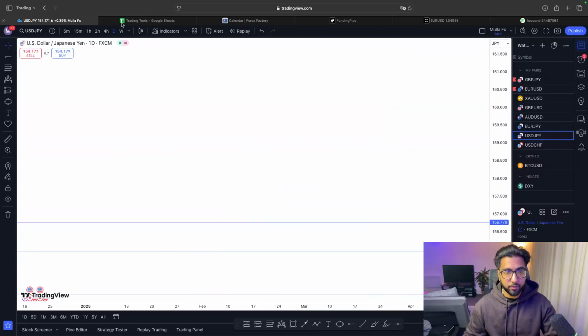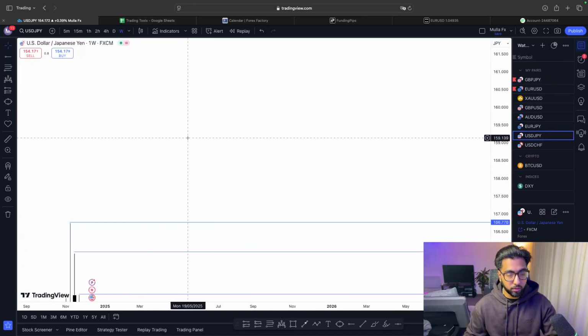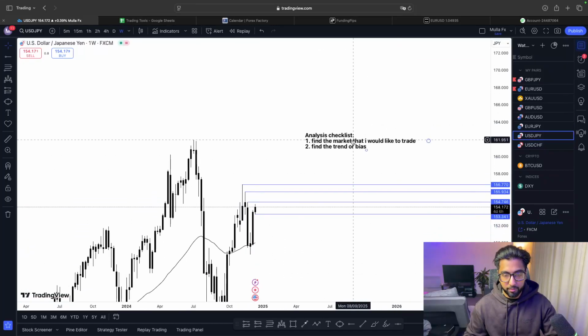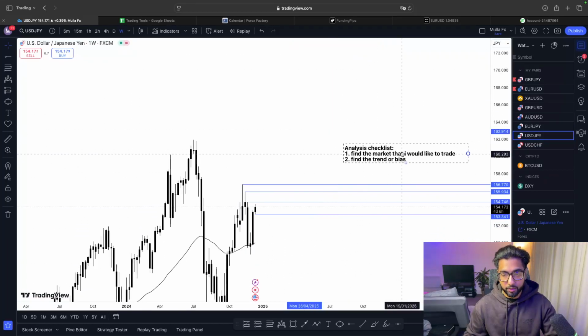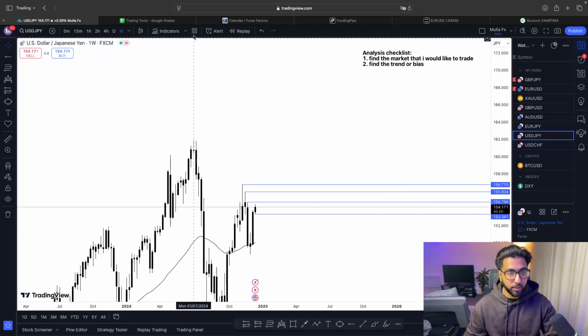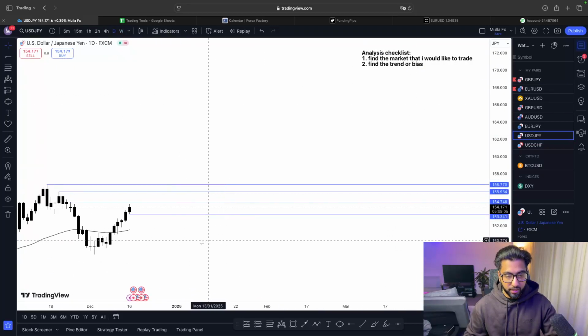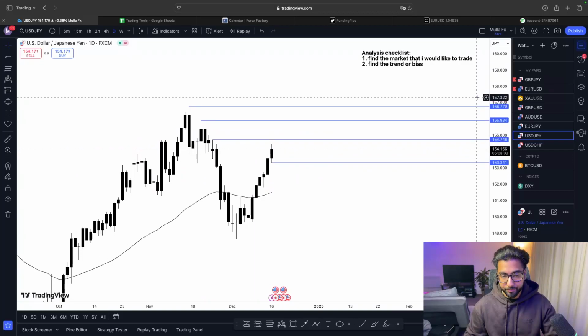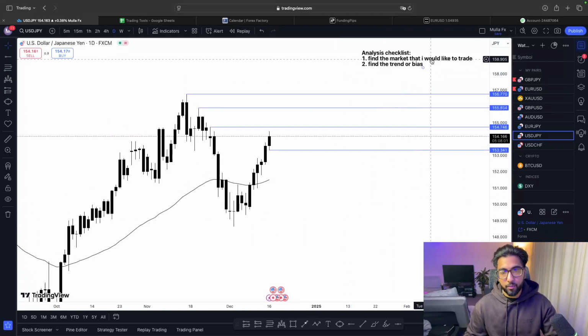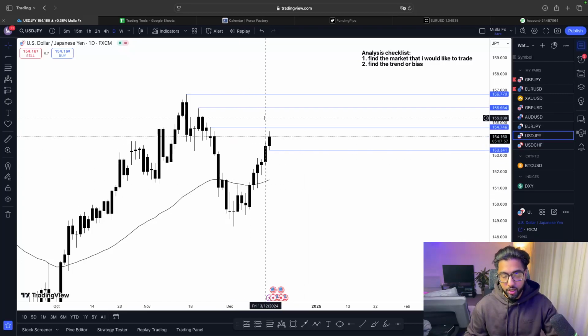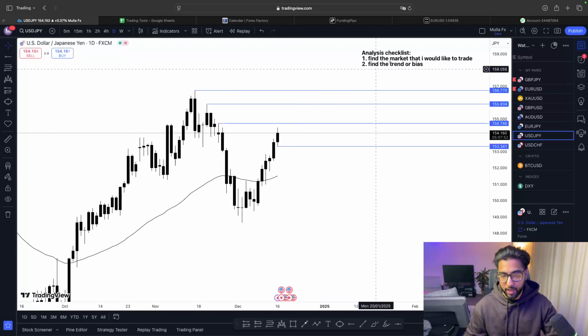So if we go back on the weekly, I think I have this here. Let's just anchor it so it's always at the top right here. So we have a checklist. Okay, so now we found the trend and bias. We know that we're most likely going to be, we're bullish, and we're most likely going to sweep one of these highs. That's what's most likely going to happen.